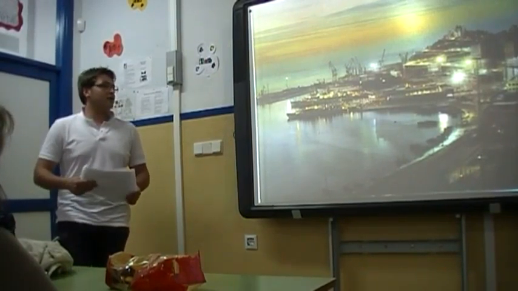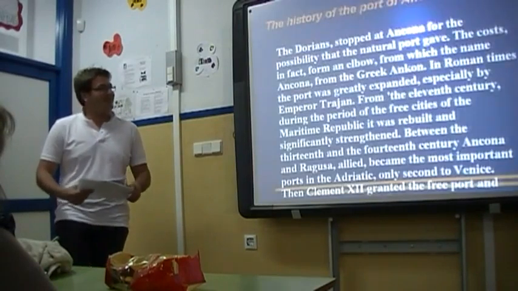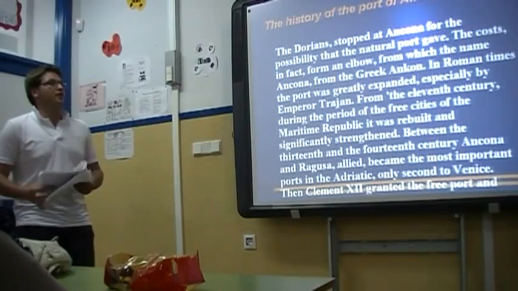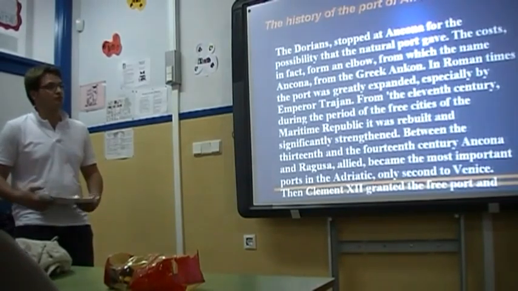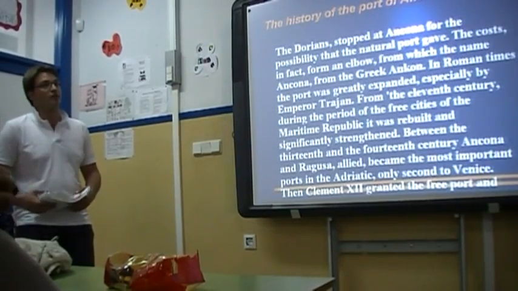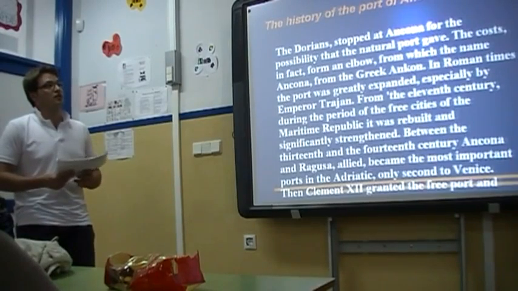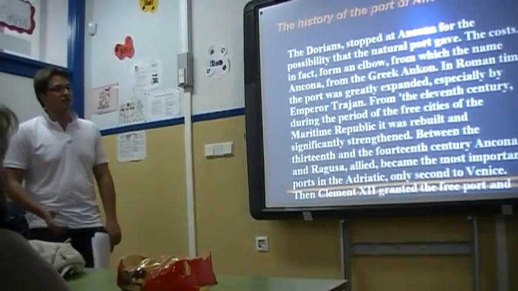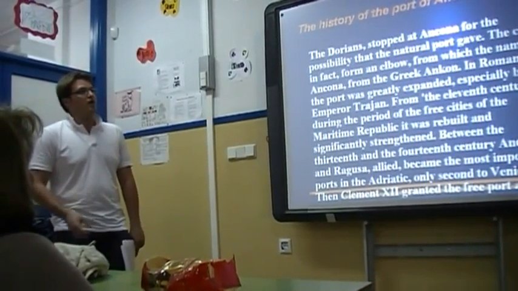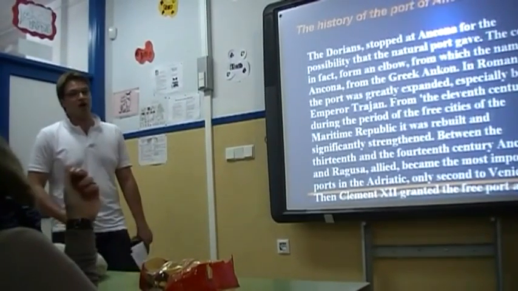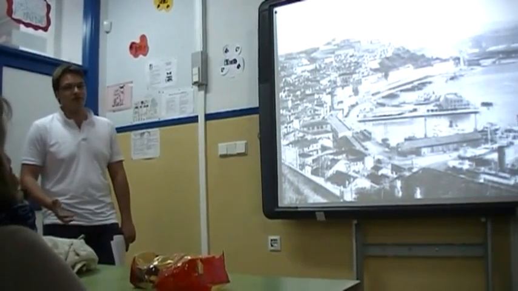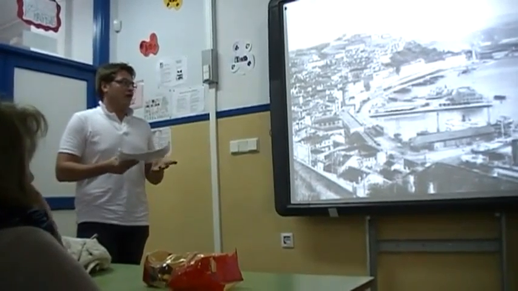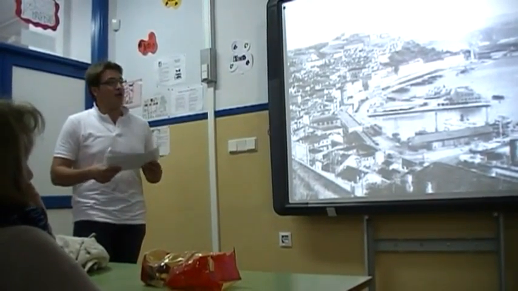This is a picture of Ancona by night. The port of Ancona was built by the Dorians, who took advantage of the possibility that the natural port gave. The coast, in fact, formed an elbow, from which the name Ancona, which in Greek means elbow. This is another picture of the Ancona port.